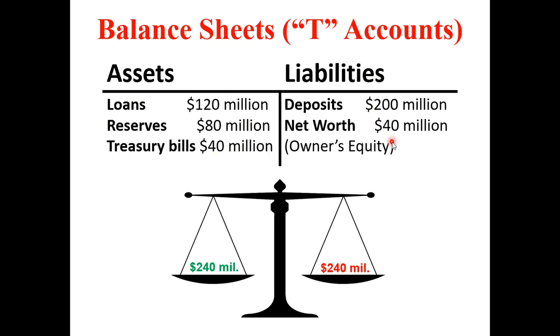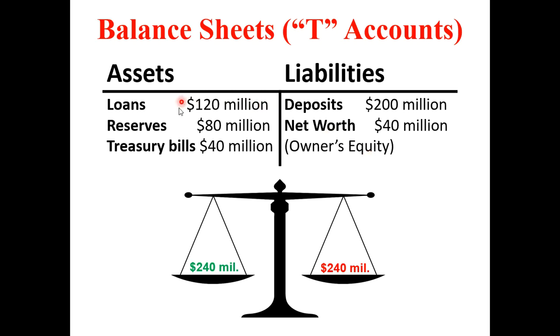Liabilities are, from a bank's perspective, deposits, right? So if people deposit $200 million into this bank, it's a liability to the bank because people can come back and get that money back whenever they want. And net worth, you might see that sometimes on a T account. Net worth or owner's equity is just money that the bank owes to its customers.